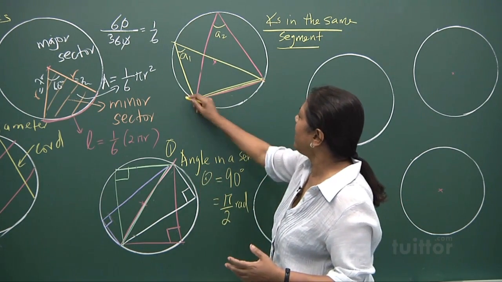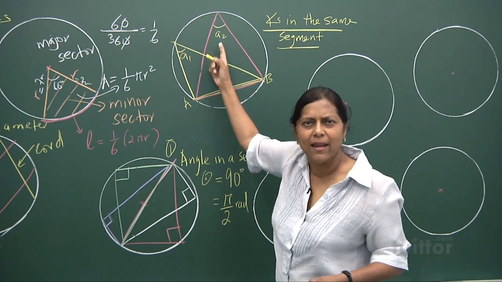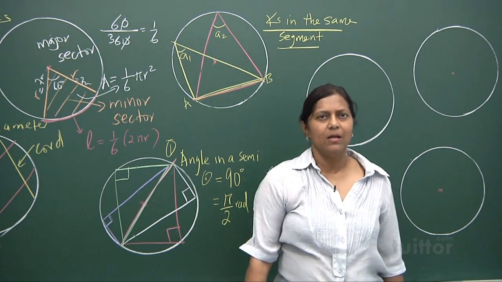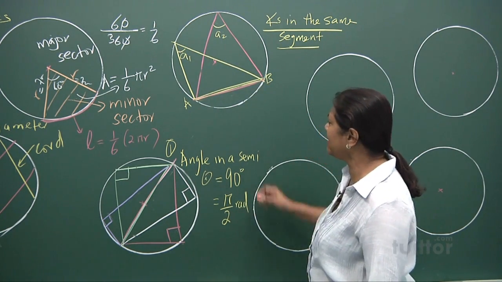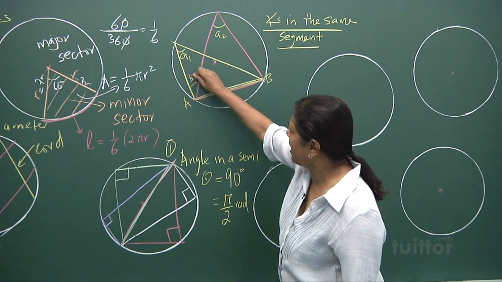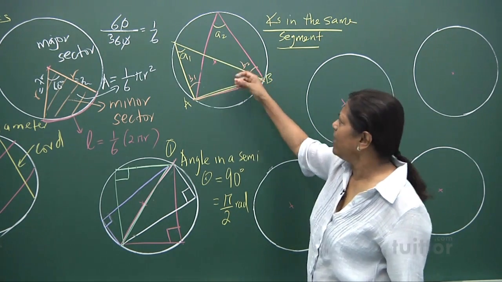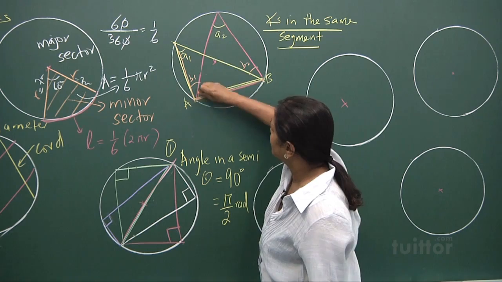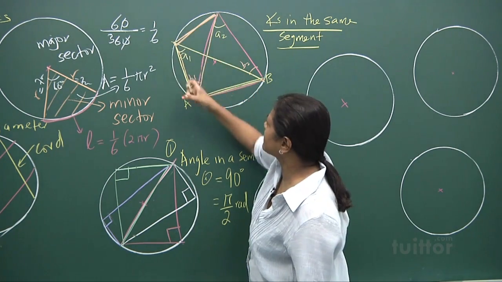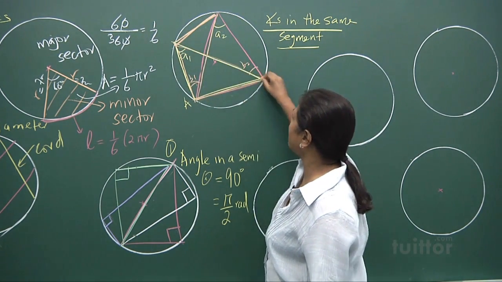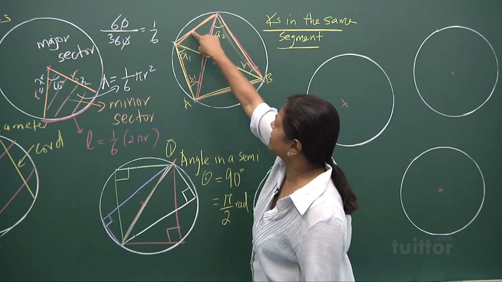Who are you looking at? I'm looking at AB. A1 is looking at AB. Who is A2 looking at? I'm looking at AB also. That's how you recognize it. Are you clear? Next, if I look at this angle, B1, and here B2, B1 is looking at this line here. And if you look at B2, you're also looking there. The same chord.